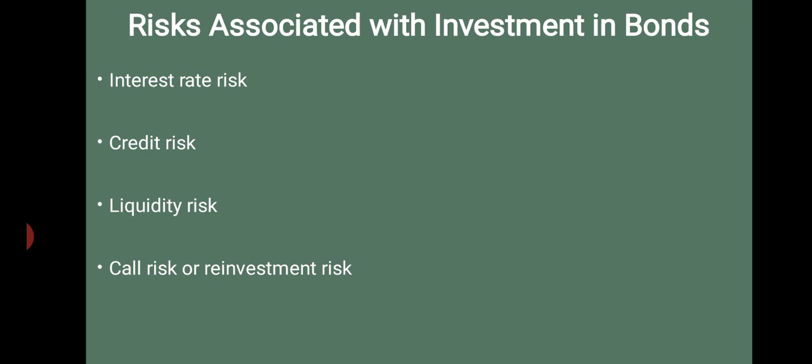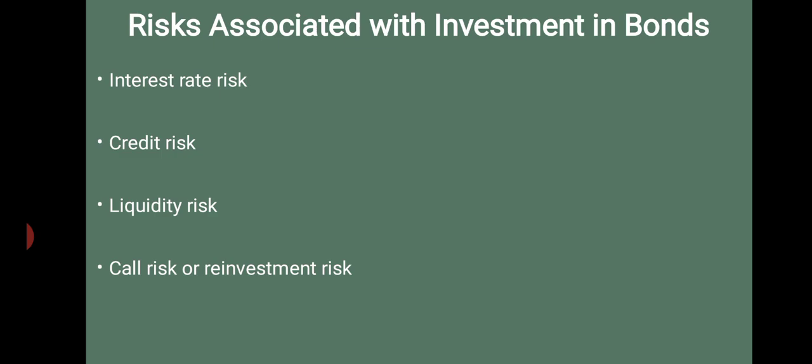There are 3 or 4 risks. First one, interest rate risk, then credit risk, liquidity risk, call risk or reinvestment risk. Interest rate risk means prices are inversely related to the interest rate. When the interest rate rises, the bond price will decline. That is the inverse relationship between price and interest. When the interest rate goes up, price will go down. If we need to sell our bond at a higher interest rate, we may get less than what we have paid. So this is the risk related with the interest rate.